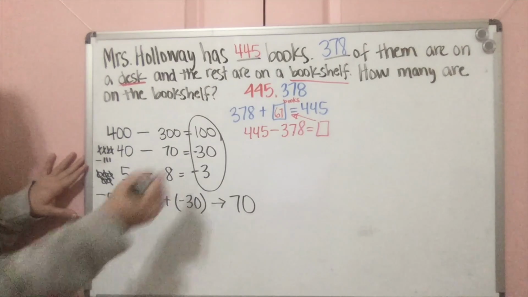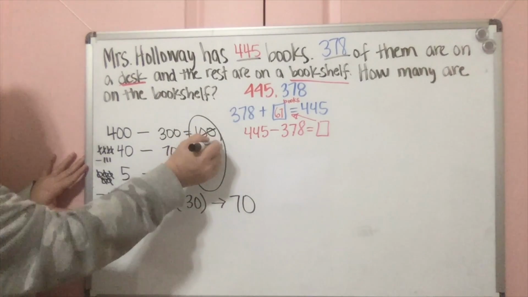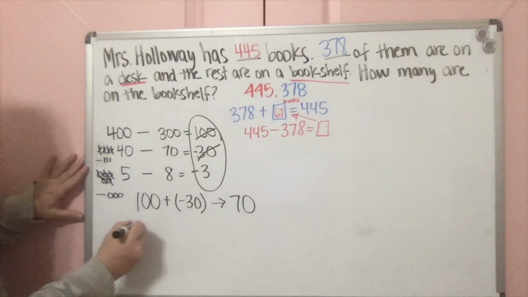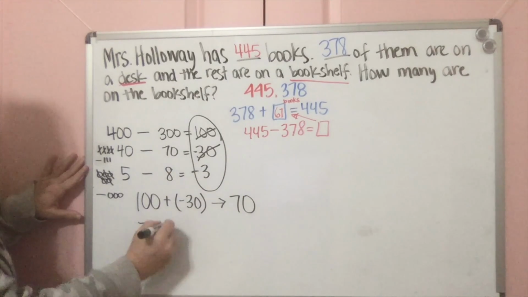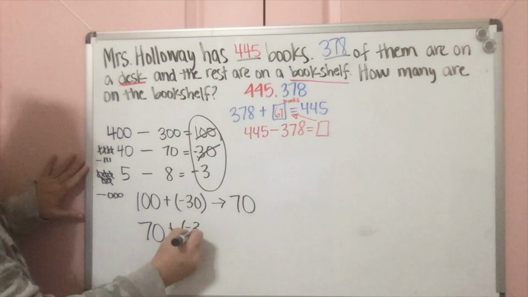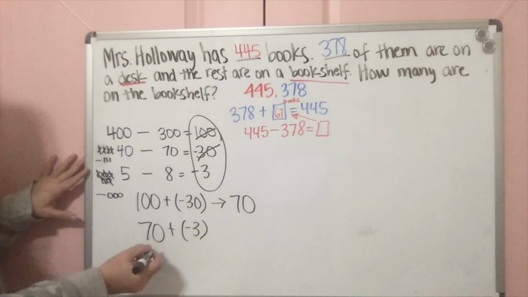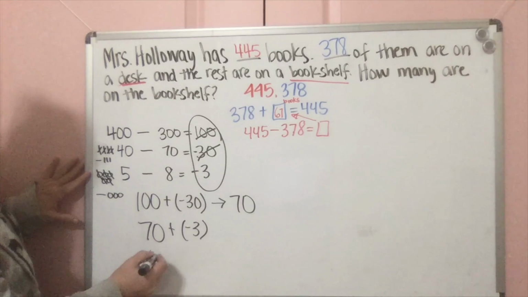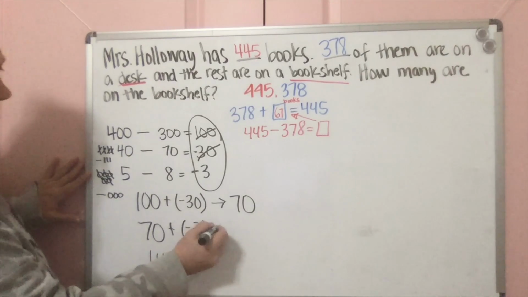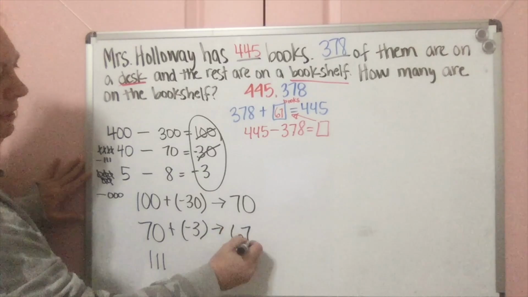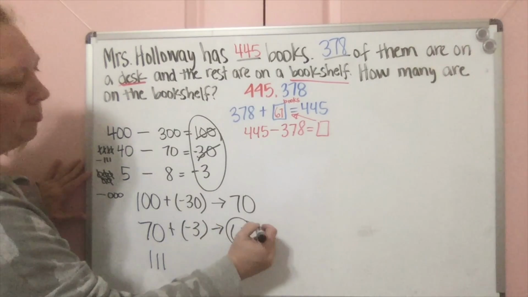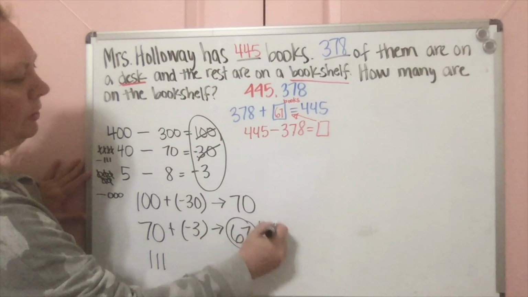Okay, so I did that 100, and I subtracted the 30 from it, so now I've got 70, and I'm going to add that negative 3. But you subtract that 3 from the 70, 69, 68, 67, and that leaves you with 67 books on the bookshelf.